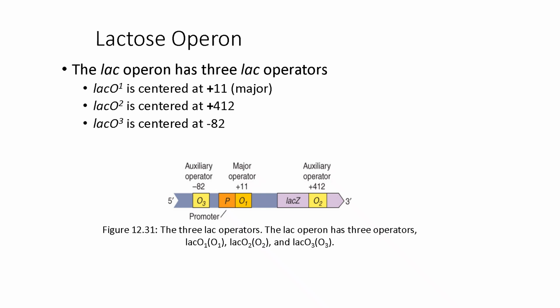The lac operon has three operator sequences. LACO1, located at position +11, is the primary operator. LACO2 is downstream at +412, and LACO3 is upstream at -82. These operator sites allow the repressor to loop the DNA, increasing repression efficiency.